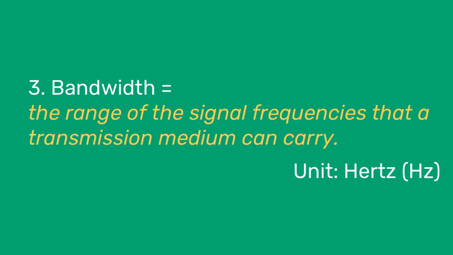Now moving on to our third definition. In a communications context, bandwidth refers to the range of the signal frequencies the transmission medium can carry. By medium, we mean like the air or wire. The unit is the standard unit for frequency, hertz.